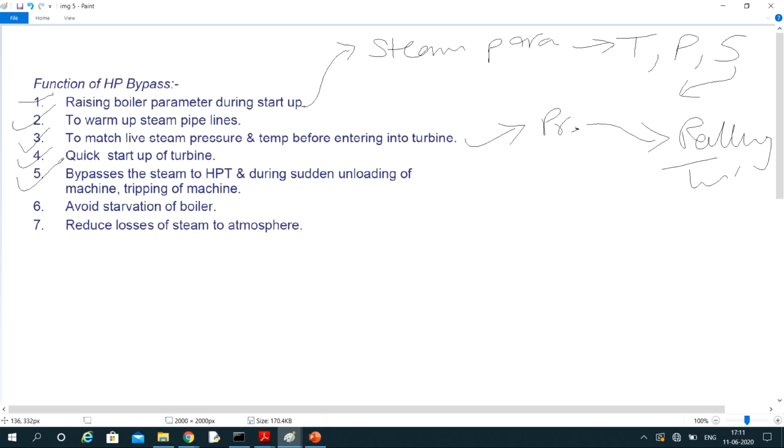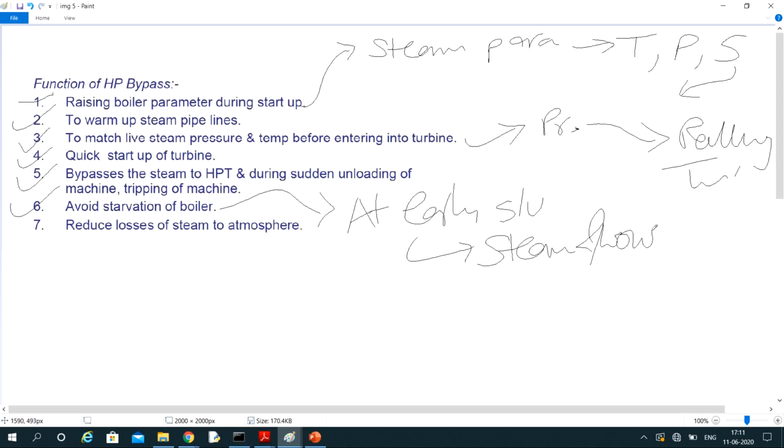The sixth one is avoiding reheat starvation of the boiler. Starvation of the boiler is when, at early startup, we have steam flow through the superheater circuit but no flow to the reheater circuits. Also, as the temperature of the boiler increases, the metal temperatures of the reheater coils increase, and if they reach the metallurgical limit of the coils, then the coil can break.